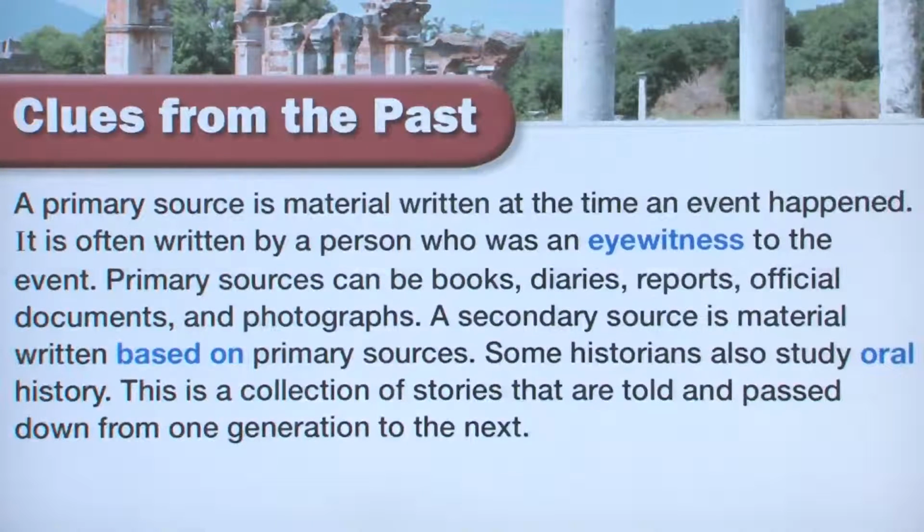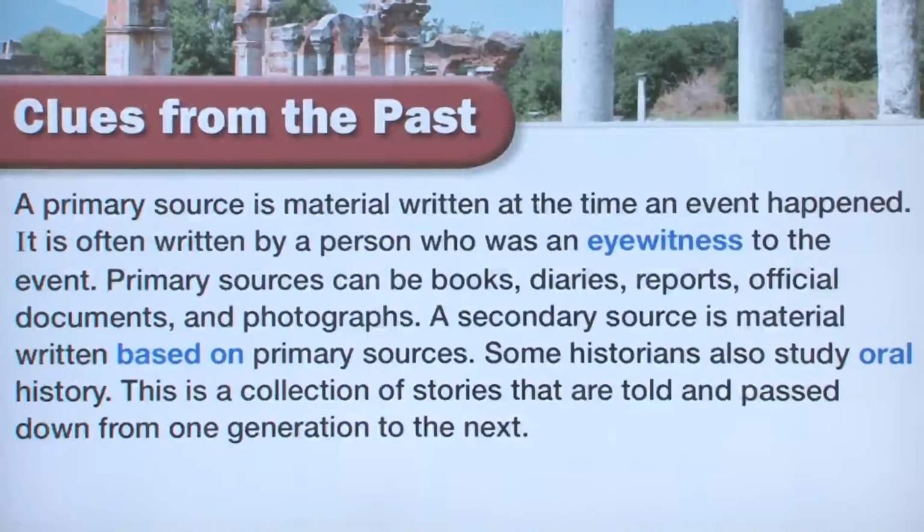A primary source is written material at the time an event happened. It is often written by a person who was an eyewitness to the event. Primary sources can be books, diaries, reports, official documents, and photographs. A secondary source is material written based on primary sources. Some historians also study oral history. This is a collection of stories that are told and passed down from one generation to the next.